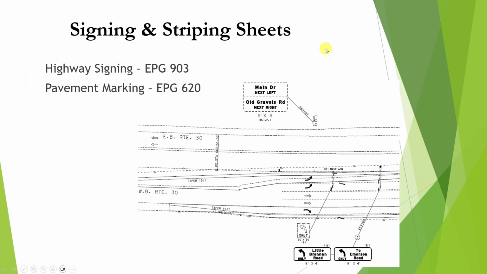Okay, so to see the highway signing and pavement markings, you go to EPG 903 for the highway signing, and for the pavement marking, you go to EPG 620 and get information on that. That's where that's located.